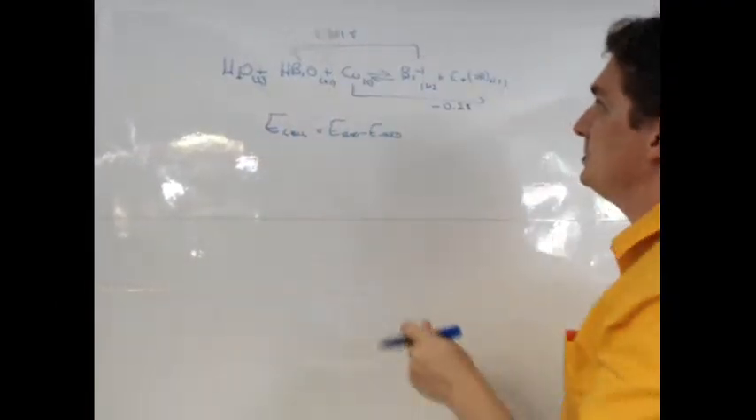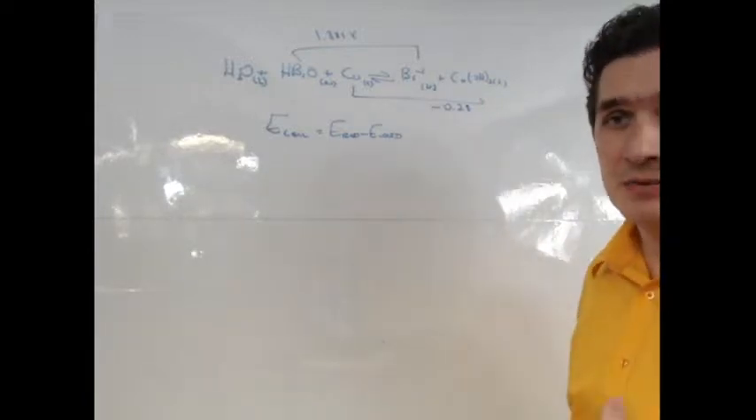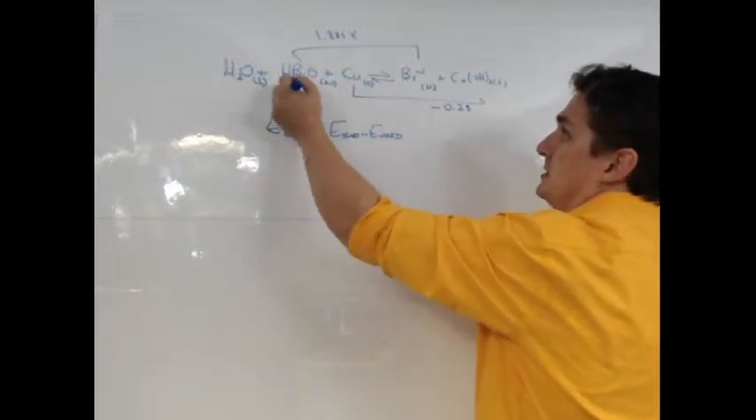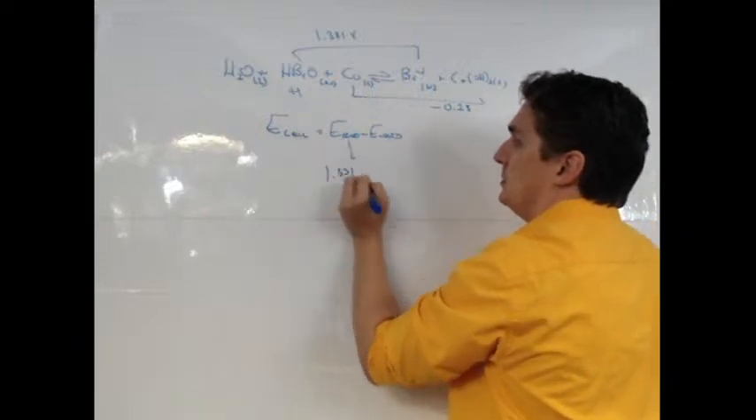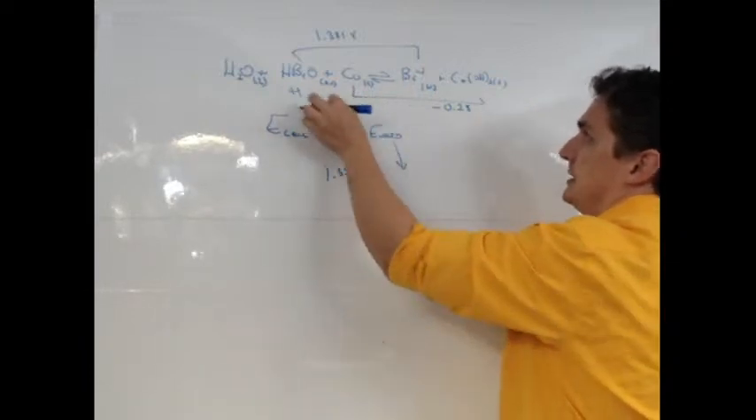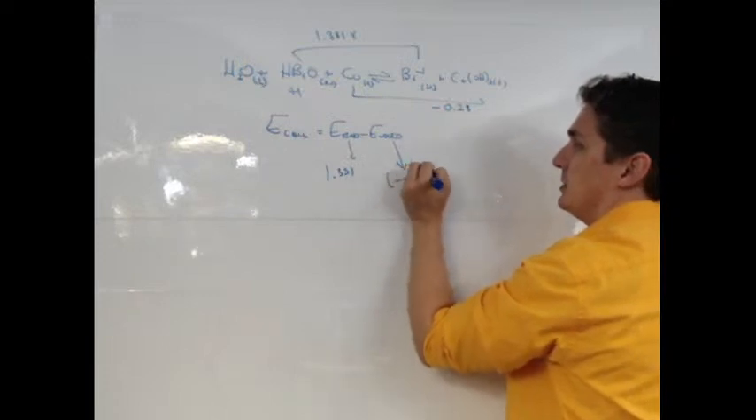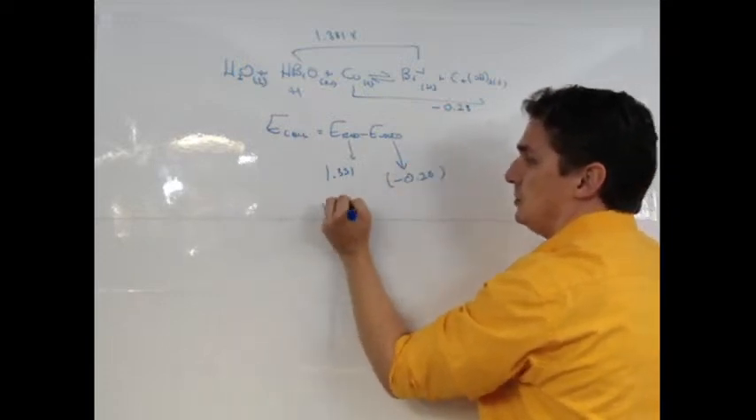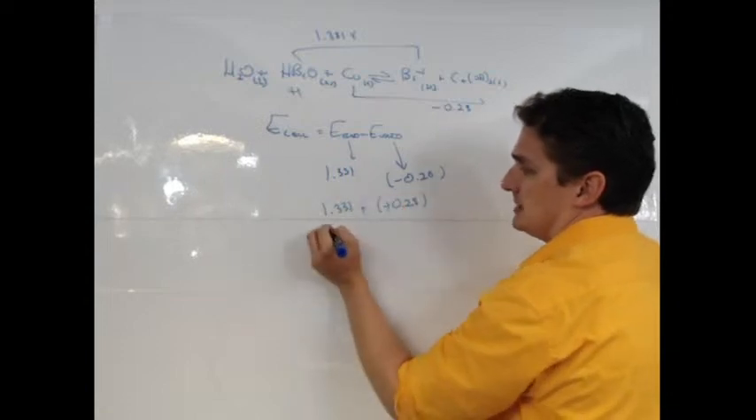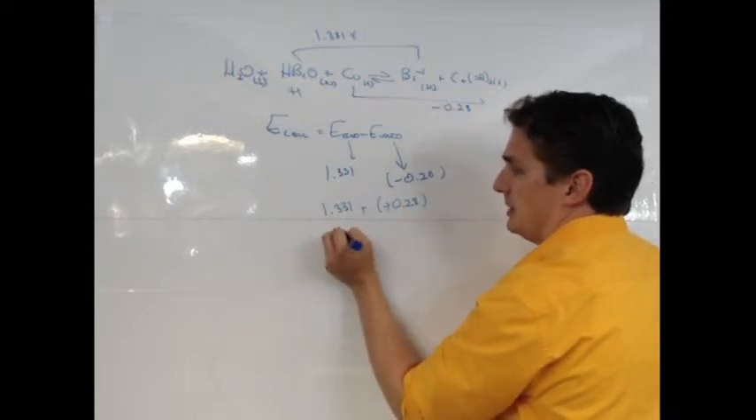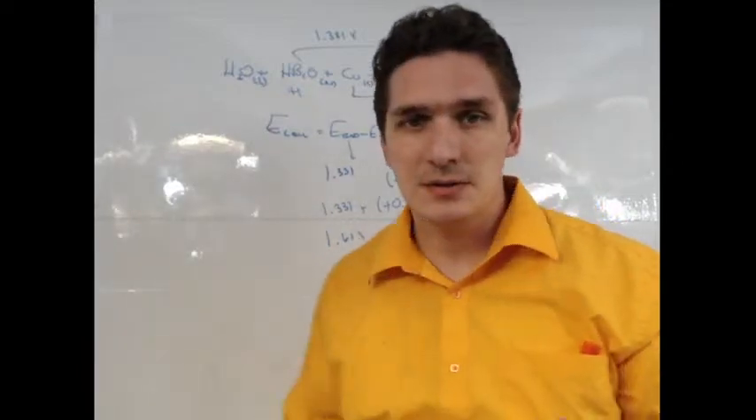So we just use this formula. First we have to identify the oxidation and reduction reactions. Bromine here is going from +1 to -1, so our reduction reaction is the 1.331 volts. The oxidation reaction is this negative 0.28. So we have 1.331 minus negative 0.28. The negatives cancel, so we end up adding them together, and we get 1.611 volts.